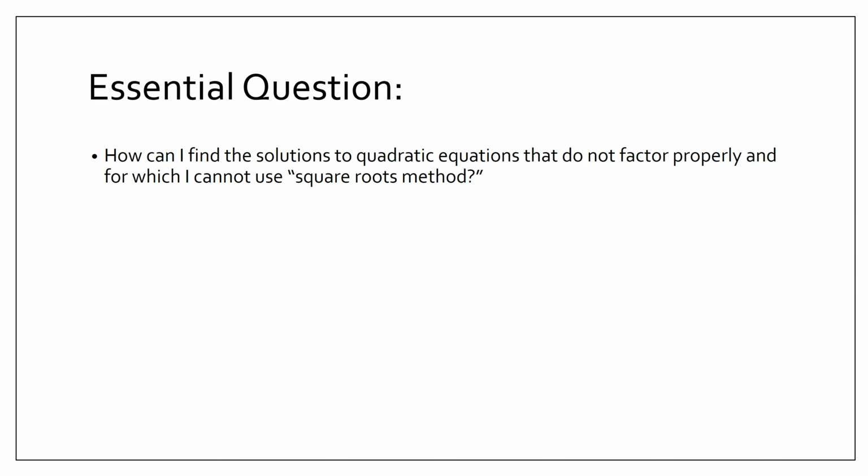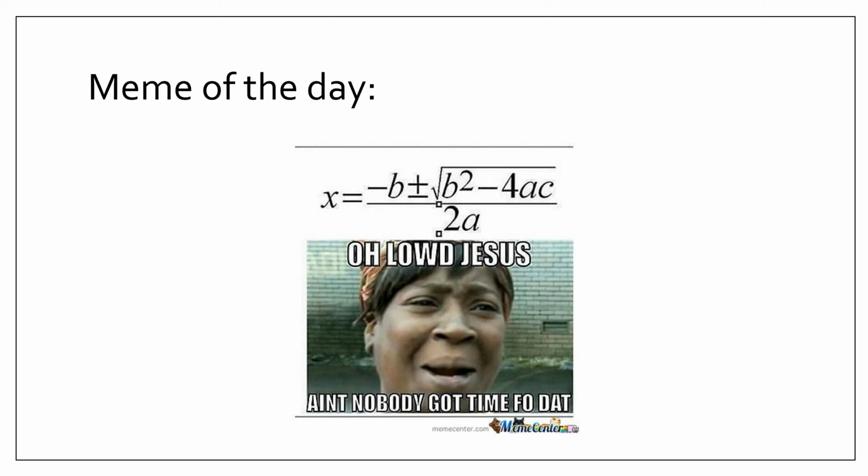How can I find solutions if they don't factor properly, and if I can't use the square roots method? If I can't use either of those methods, and I don't want to look on my calculator, how can I find them? Well, as it turns out, there is a quadratic formula. It's this big, long one, and there are a plethora of memes. This is the one I settled on because it's just a really complicated formula.